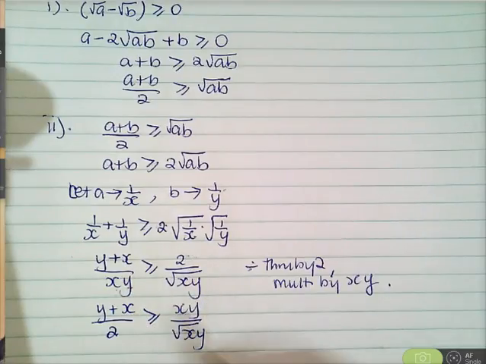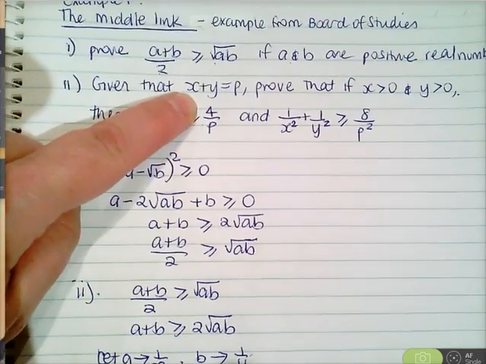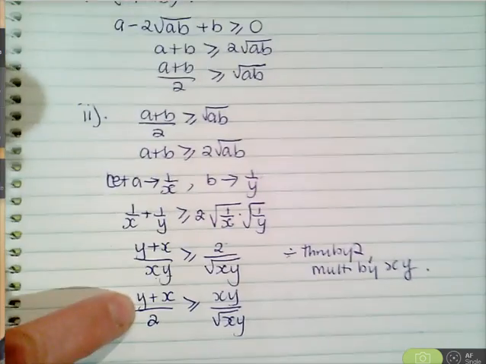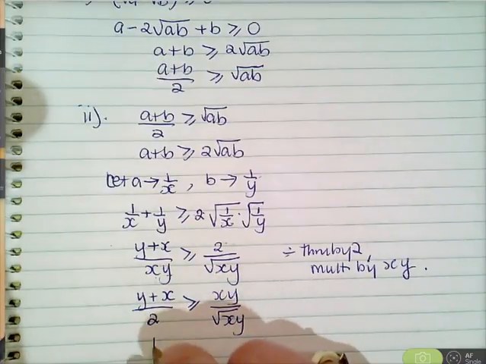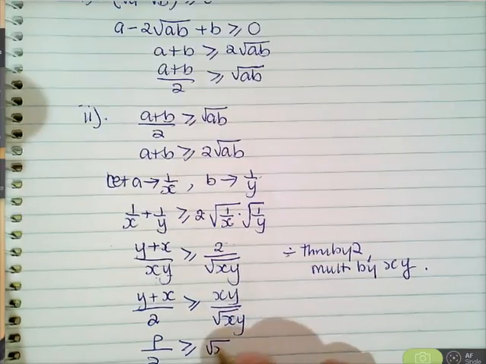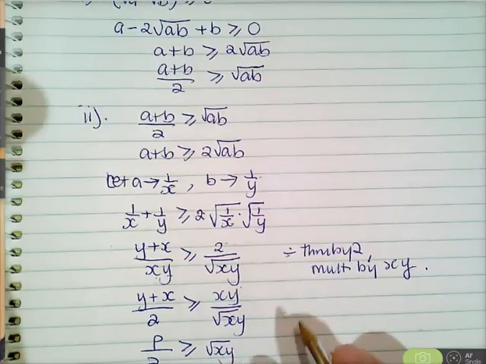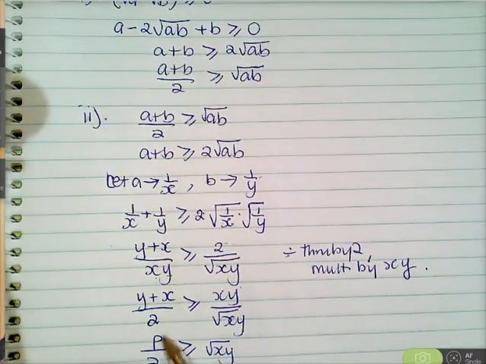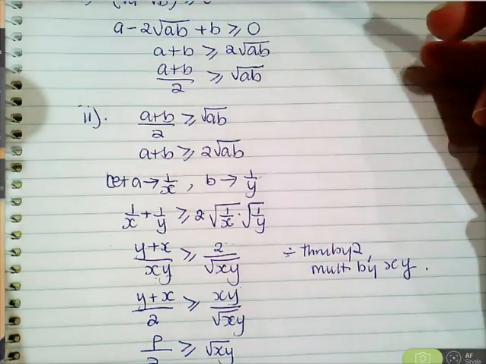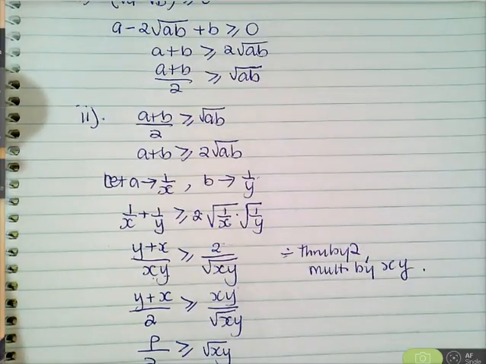So now, okay, sorry about that. We were also told in the question, coming back up here, that x plus y equals p. So I'm going to replace this here. x plus y is p over 2 is greater than or equal to, now xy over root xy is just root xy, because that's xy and this is xy to the half, and so they're like terms, okay? So we've got this so far. Now we need to get this 4 over p. We're sort of nearly there. We might just rearrange this.